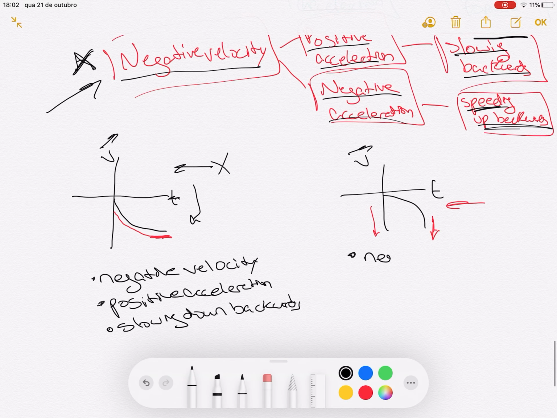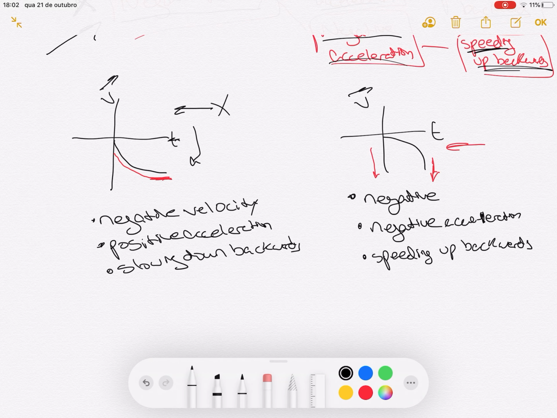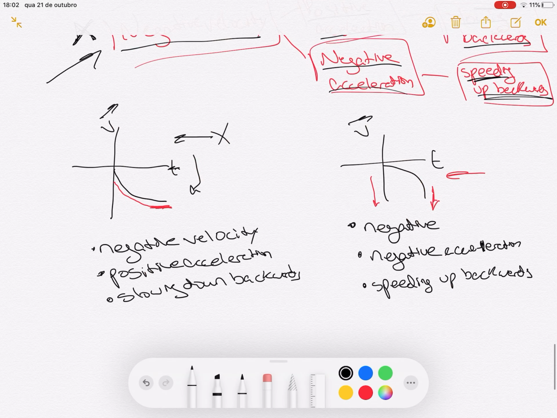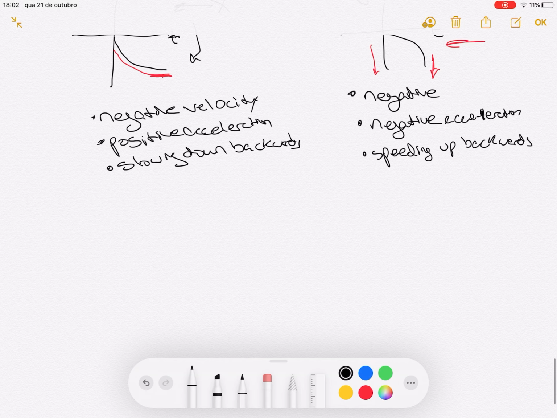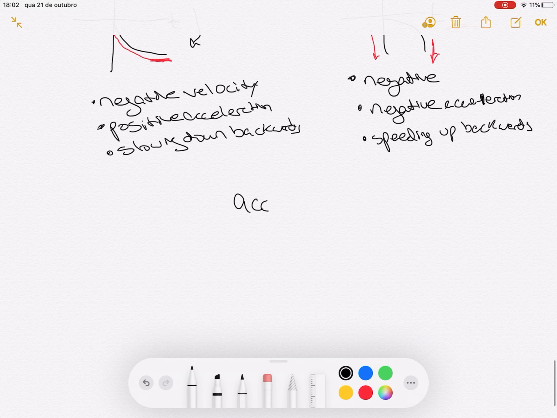So for this graph, the velocity is also negative. There is a negative acceleration, and the object is speeding up backwards. And so basically, this is what you can tell from this velocity time graph. And also, there is another type of graph called an acceleration time graph, although the position time graph and velocity time graphs are probably more important.